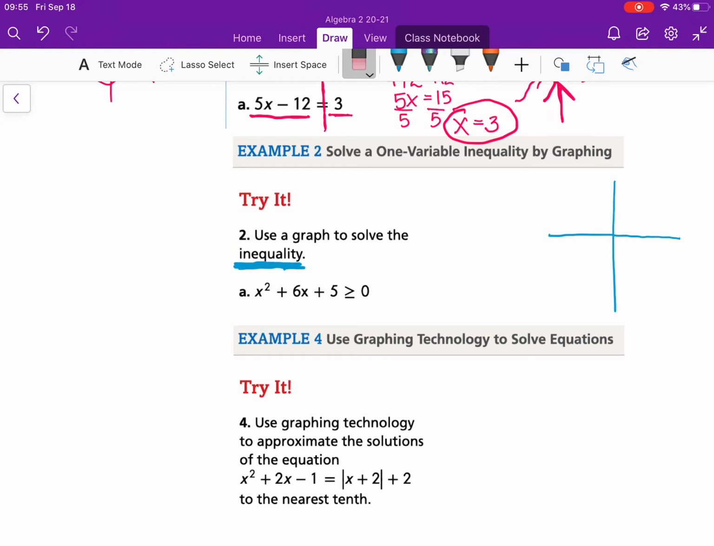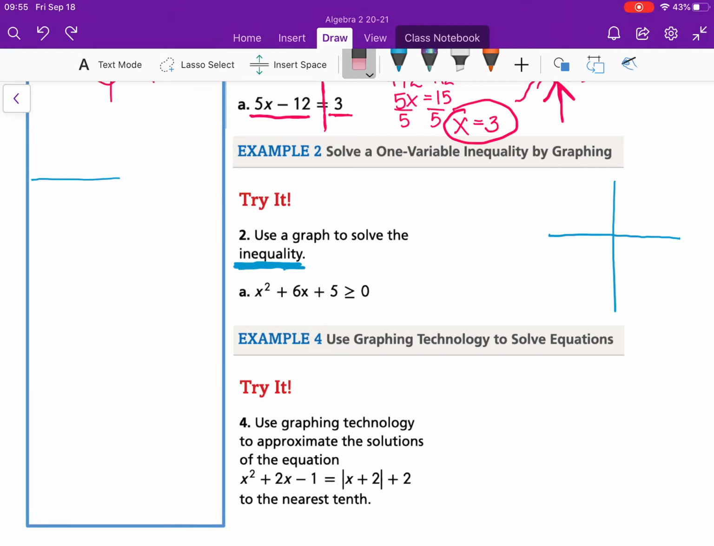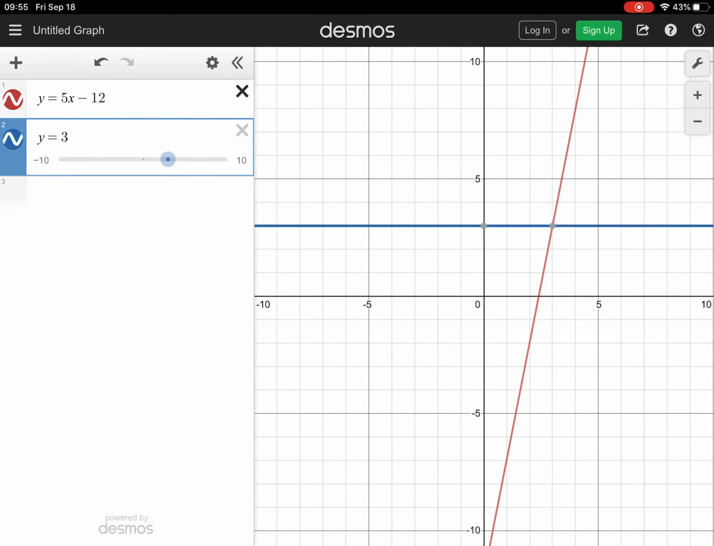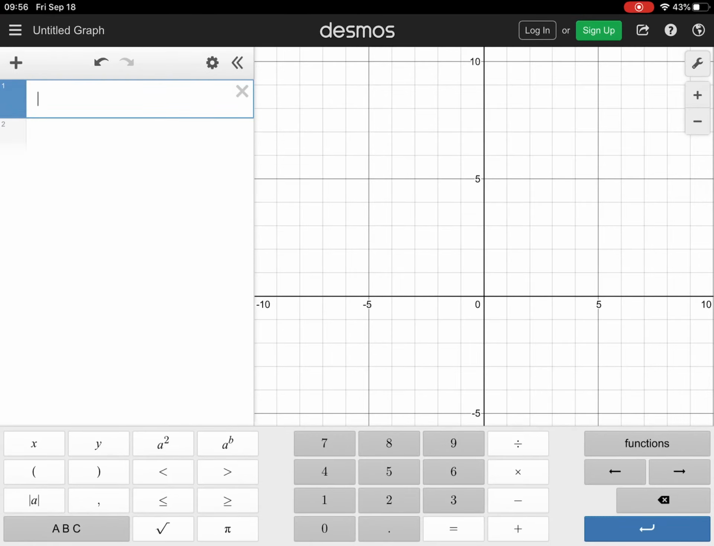Actually, we're going to do this after we graph. So let's go graph first. So x squared plus 6x plus 5. Here's how we graph it. Go to Desmos. Clear out what's there from the last example.